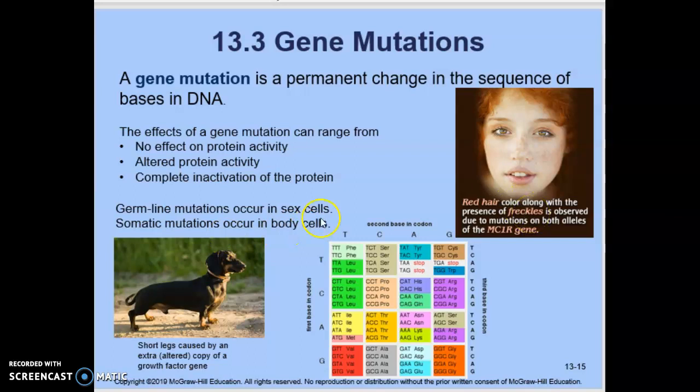Okay, let's look at some different mutations in everyday life. For example, red hair. Red hair color also comes along with freckles. It's due to mutations on both alleles of the MC1R gene, which have to do with melanin production or the coloring. So you have to have 2 recessive alleles in order to have red hair color. Shorter legs in these dogs, those are actually an extra altered copy of a growth factor gene. So these are both examples of mutations.